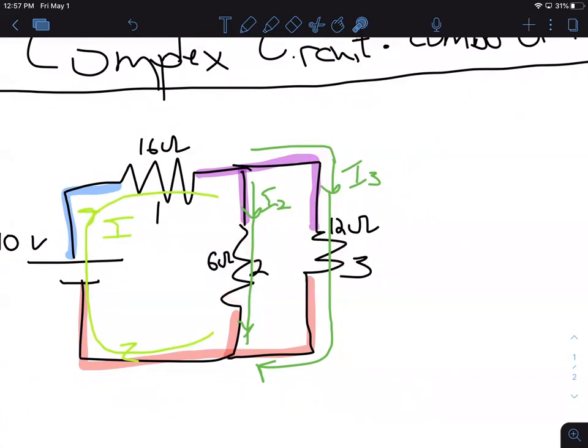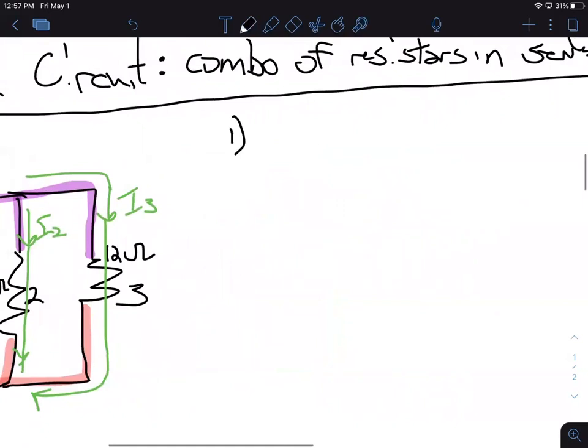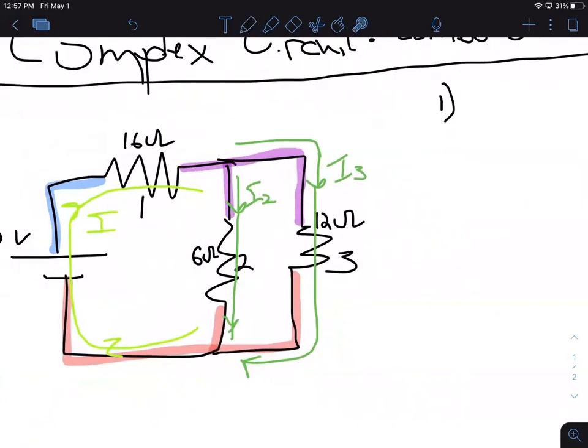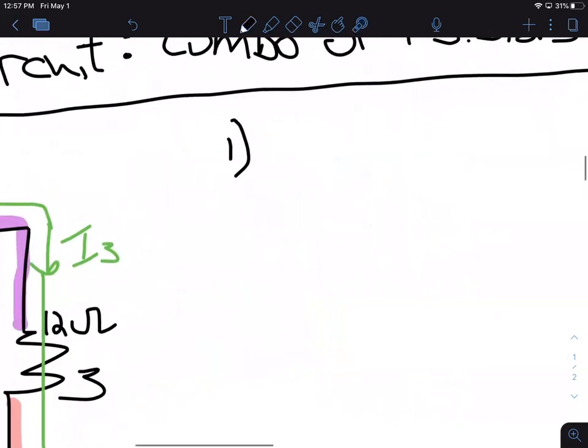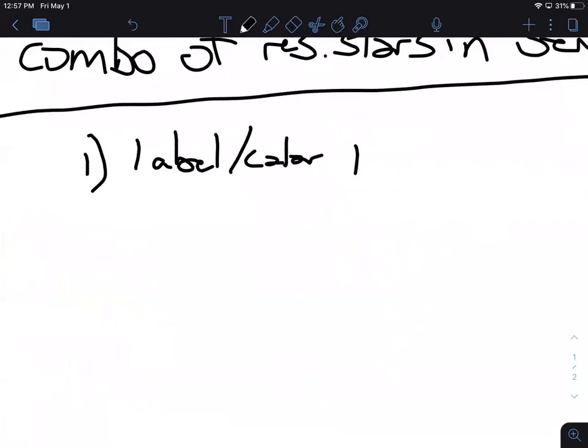So our first goal when doing a complex circuit, our steps, let's talk about what we did so far. We identified these areas that have the same voltage. So we color-coded, we labeled our equal potential lines, we would call that. This has the same potential. All these spots here have the same potential, and these all share a potential. Okay, so label or color potentials.